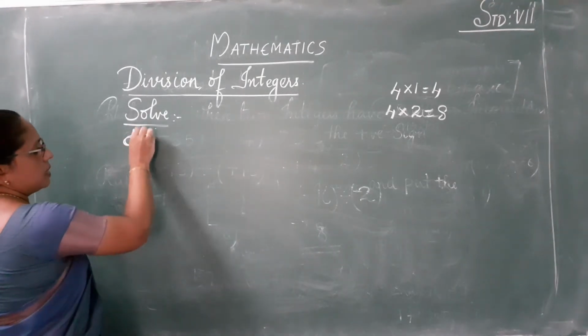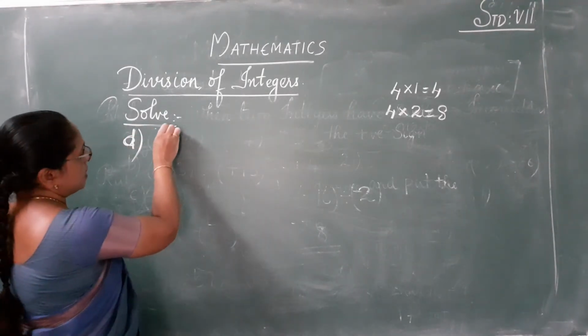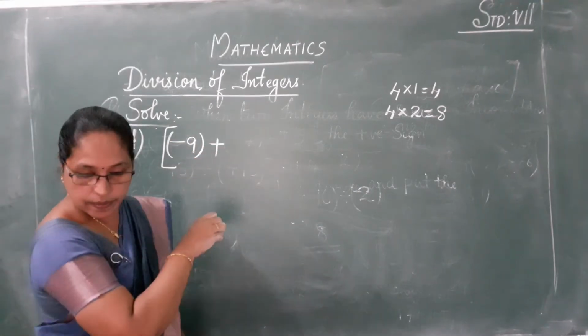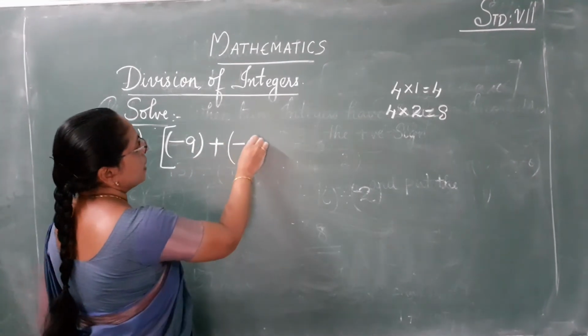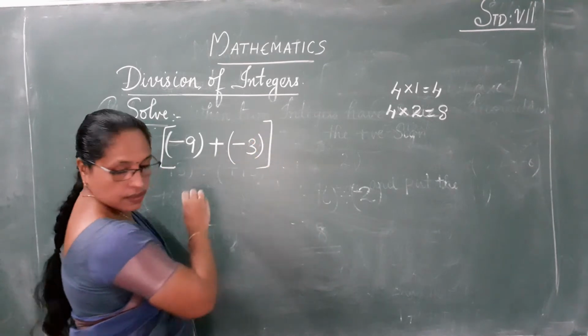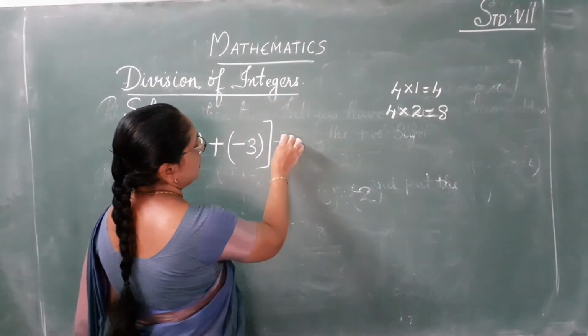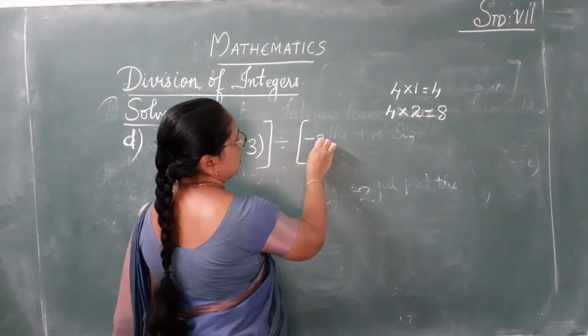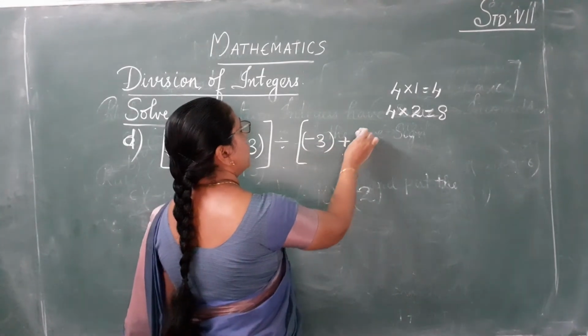Sorry, question D. Bracket: negative 9 plus negative 3, divided by, negative 3 plus negative 3.